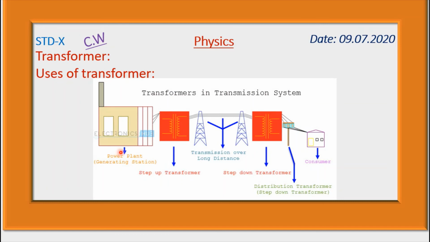To make the high voltage, a step up transformer is used, and we know for our household purposes we need only 220 volt. To convert high voltage to low voltage, a step down transformer is used. That is, from the power station a step up transformer is used to make the high voltage, and for consumer level use the voltage is converted to a low voltage by using a step down transformer.